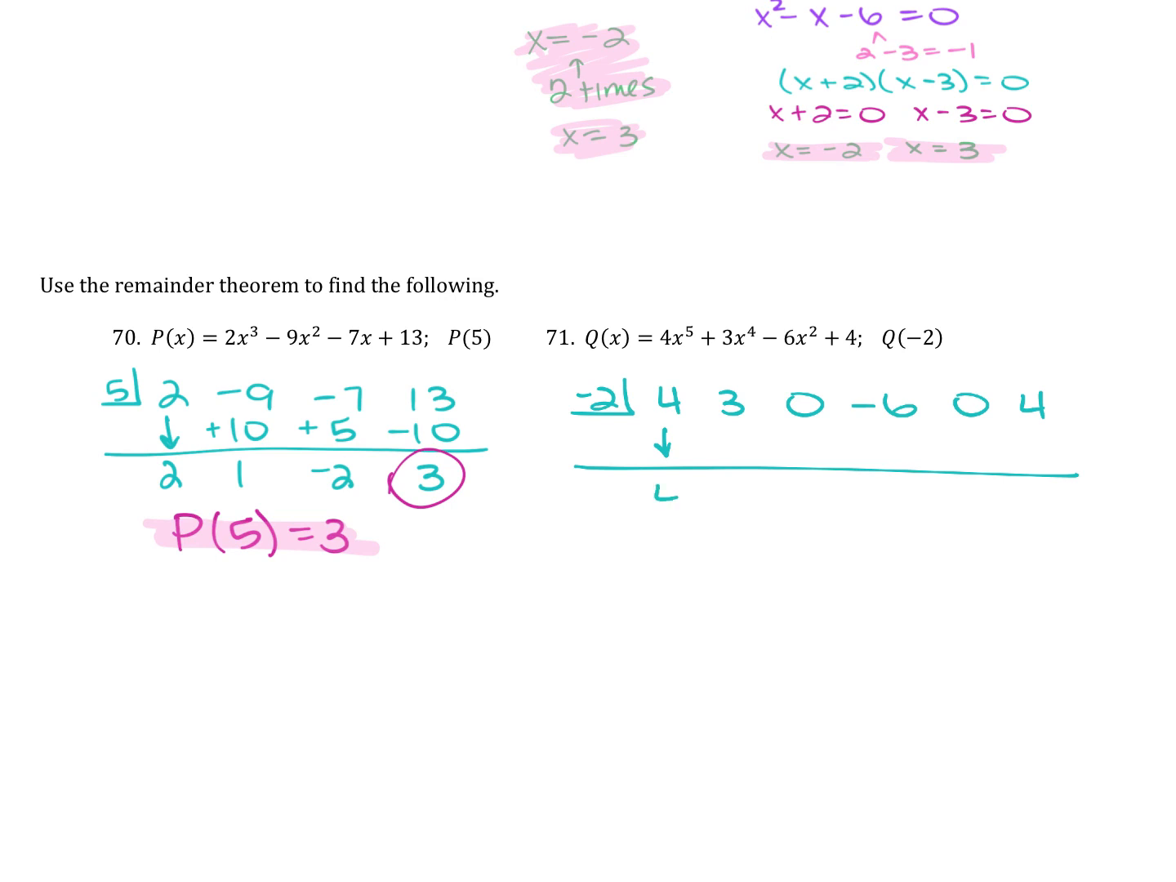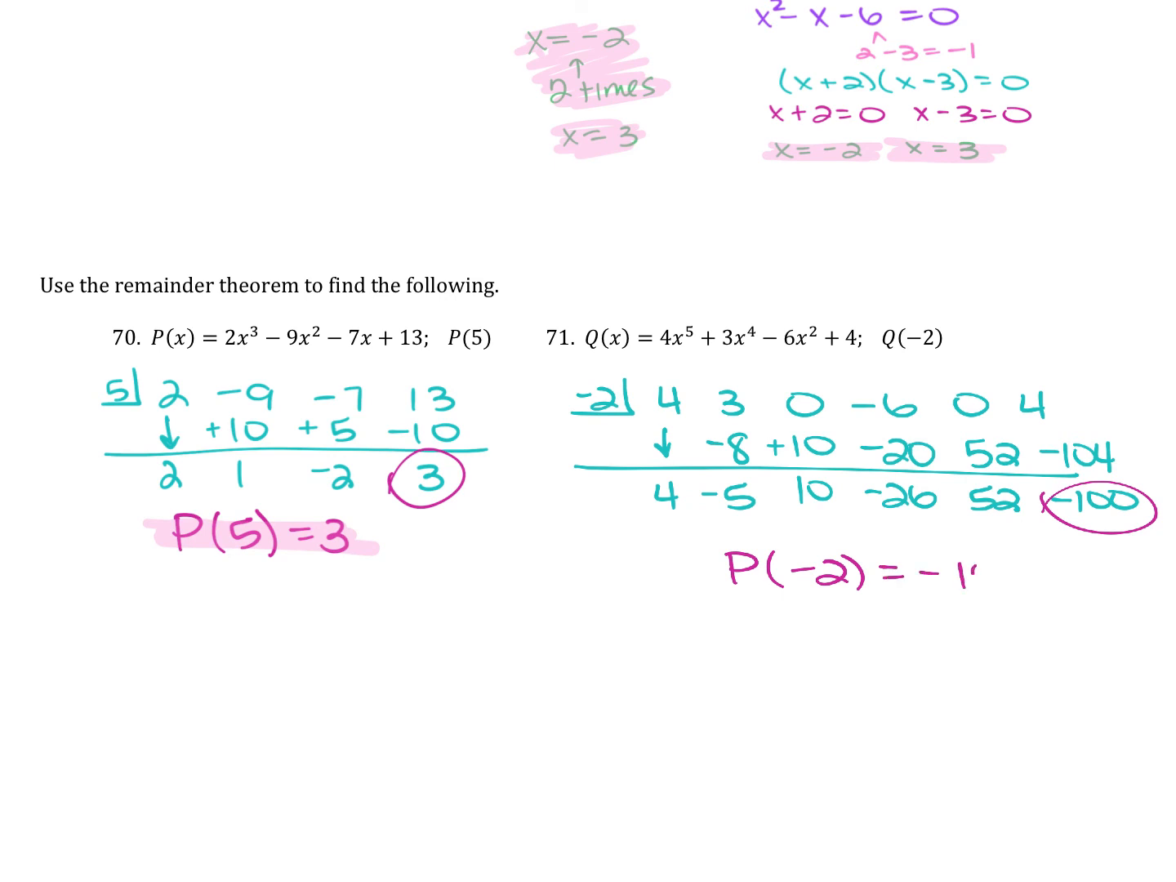The 4 drops down. 4 times negative 2 is negative 8, plus 3 is negative 5, times negative 2 is 10, plus 0 is 10, times negative 2 is negative 20, plus negative 6 gives us negative 26, times negative 2 is 52, plus 0 is 52, times negative 2 is negative 104, plus 4 is negative 100. Your remainder is your answer, so q of negative 2 is equal to negative 100.